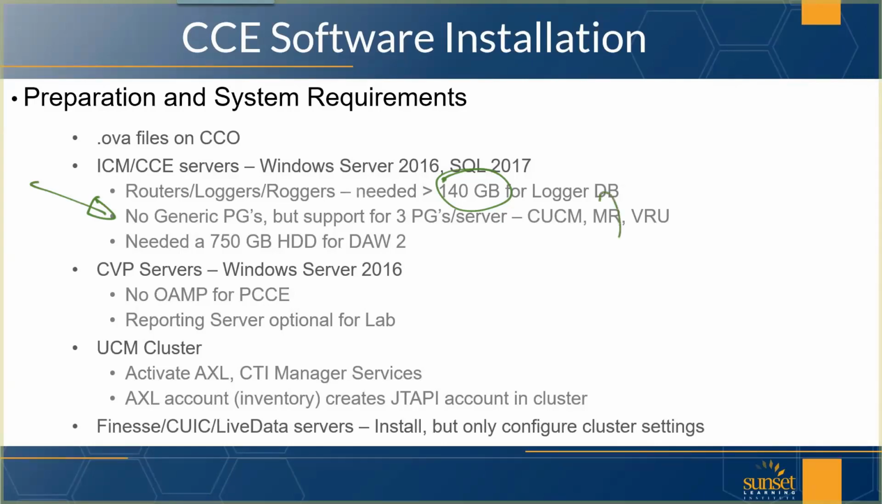The Media Routing PG, of course, is going to be used should you choose to implement outbound option or enterprise chat and email. In the standard voice deployment, the media routing PG has no role. And we need a 750 gig hard drive for the DAW.